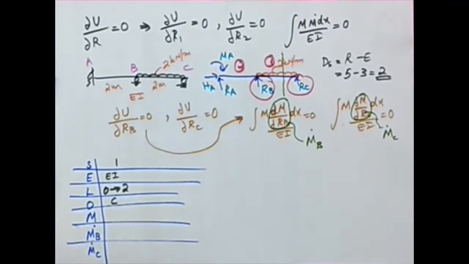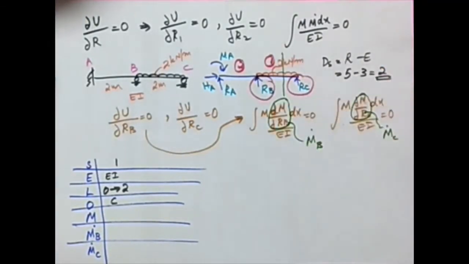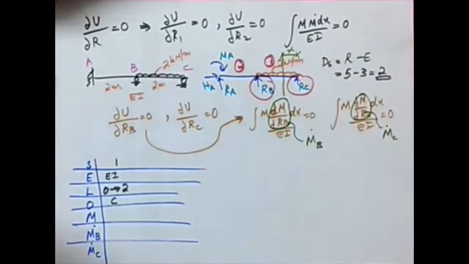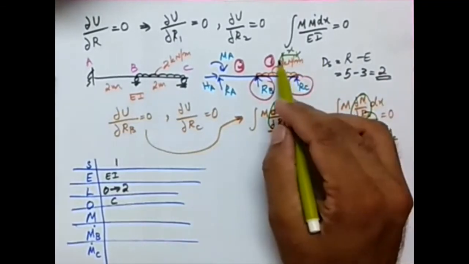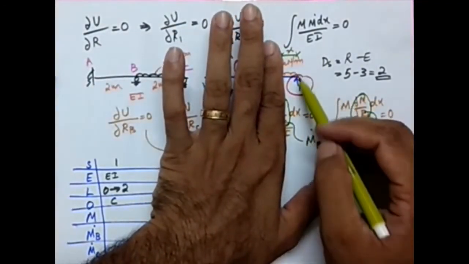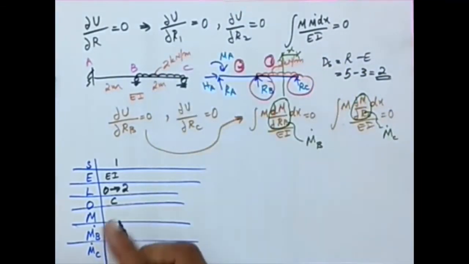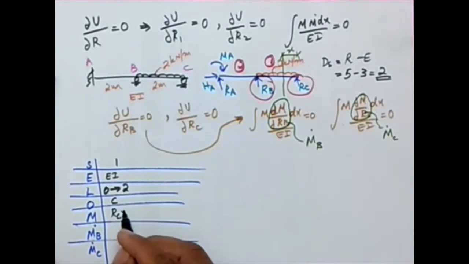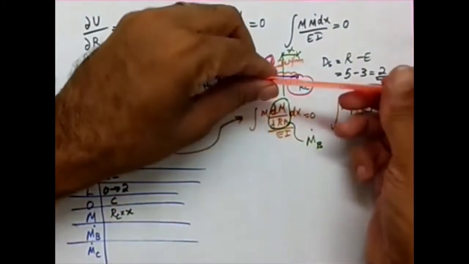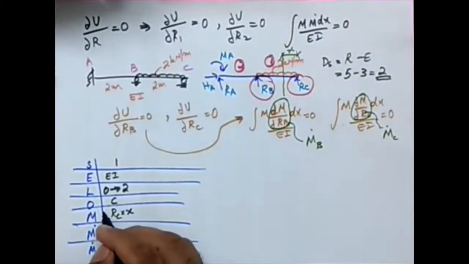Then what about the expression for M? So I took the section. We know that the distance x is always measured from the origin. C is the origin, so this is x. I'm calculating the moment. What I'm going to have is RC times x, right? RC is the force, x is the lever arm. So one value is RC times x. Is it plus or minus? We'll use the same convention. The point load is acting at the free end, it's sagging, hence it is positive.